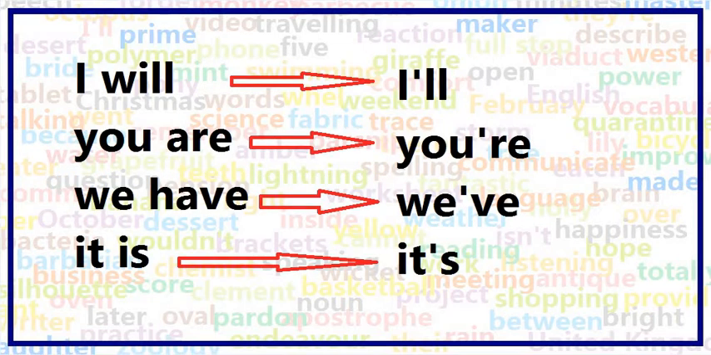Some examples that you are probably aware of: I will becomes I'll. So the W and I are removed and replaced with an apostrophe. You are becomes you're, Y-O-U apostrophe R-E. We have is shortened to we've, and it is can be shortened to it's. These are quite basic contractions that you might use in speaking, and you might see these when you are reading. But let's look at a few more difficult ones now.